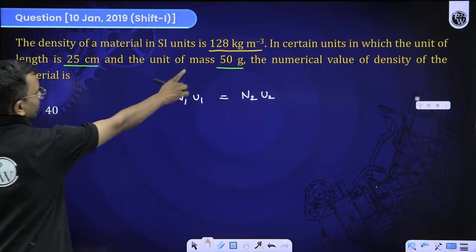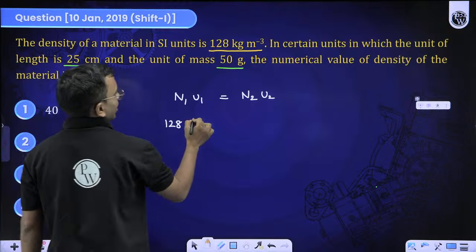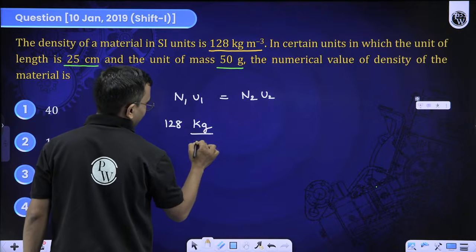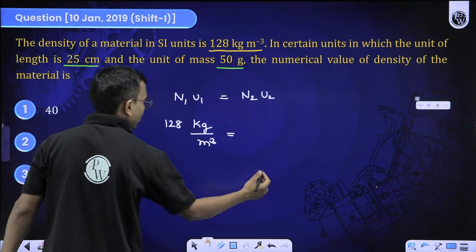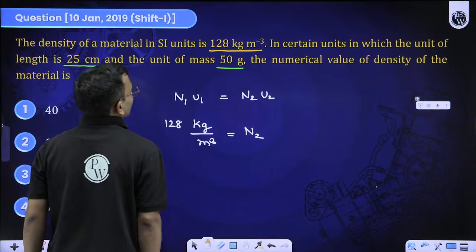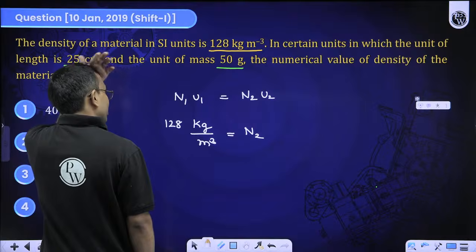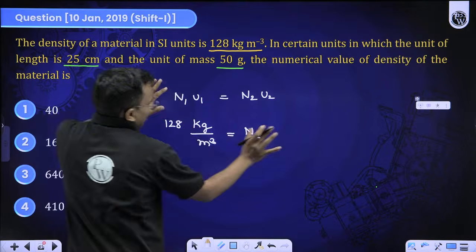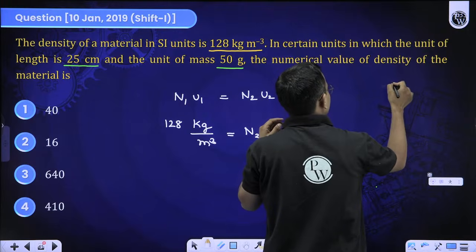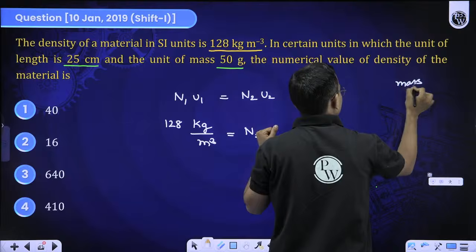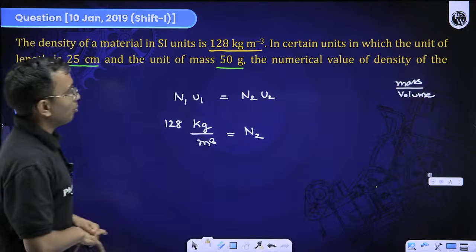What is the first system of unit numerical value? 128. What is the unit? Kg per meter cube. What is the numerical value in the second system of unit? I have to find that. What is the second system of unit? So density is mass by volume. I'll write the second system of unit. First understand this. Density is mass by volume.